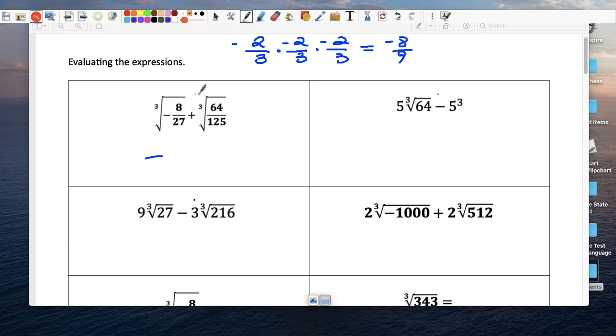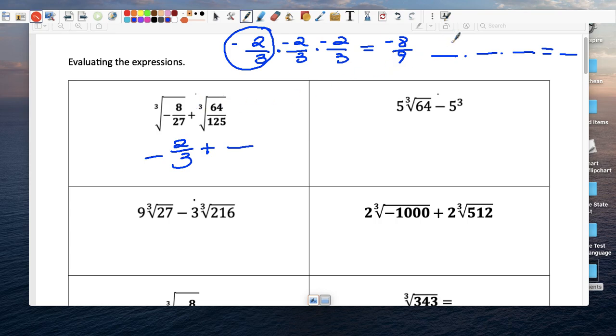So the cube root of negative 8 over 27 is negative 2 over 3, right? Because this fraction multiplied by itself 3 times gives us negative 8 over 27. Plus the cube root of 64 over 125. Again, we're looking for the same three fractions, and this is positive, so the cube root is already positive.